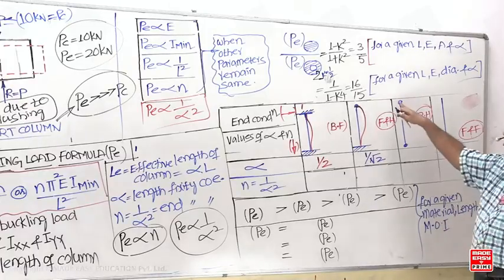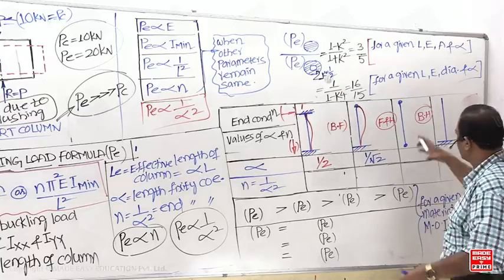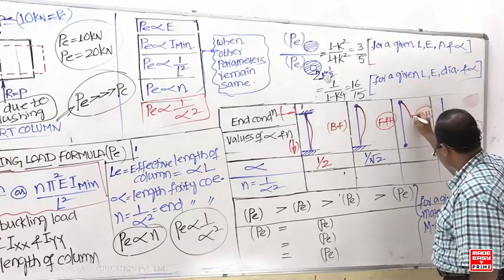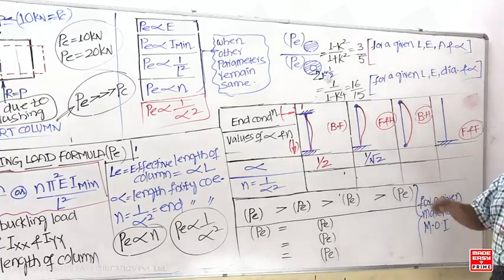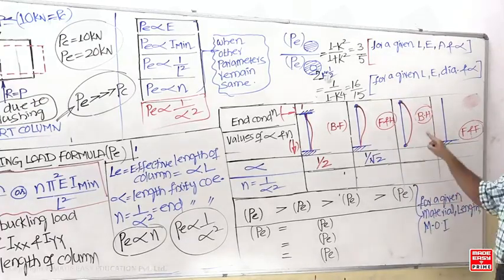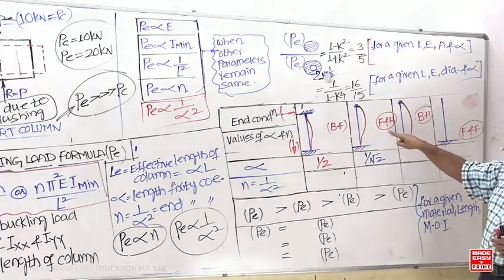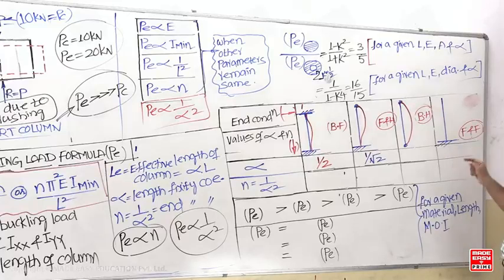Next, both ends hinged, just like a simply supported beam. This is the elastic curve of a simply supported beam. Both ends will permit rotation. BH means both ends hinged, FH fixed and hinged, BF both ends fixed. Next, this is a cantilever beam, fixed and free.